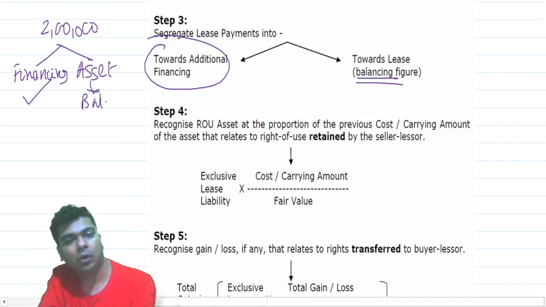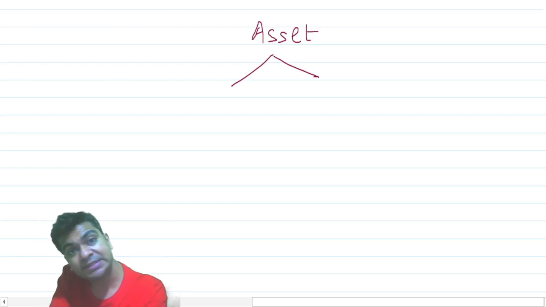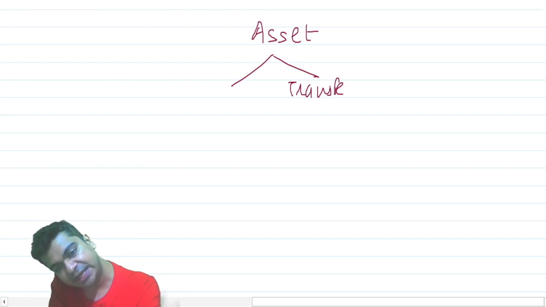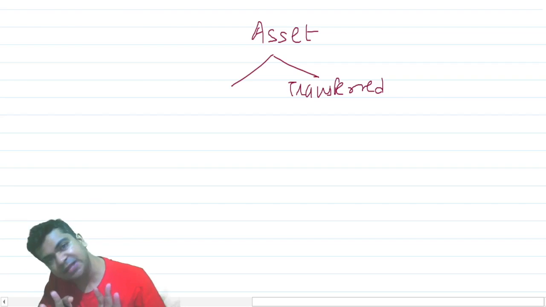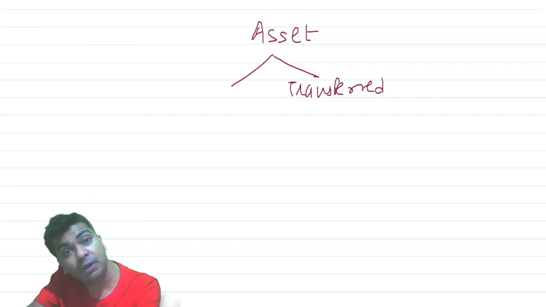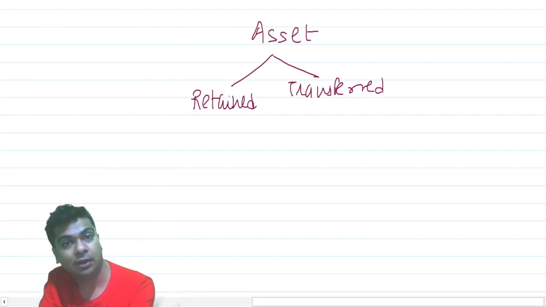Fine. Okay. The next issue will be now with respect to the ROU asset. A sale and lease back, it's a very typical transaction. You have an asset. Remember, you are selling the asset. So to that extent, the asset is getting transferred. Then the buyer is leasing the asset back to you. And now you will be again using that particular asset. So the asset is also retained.